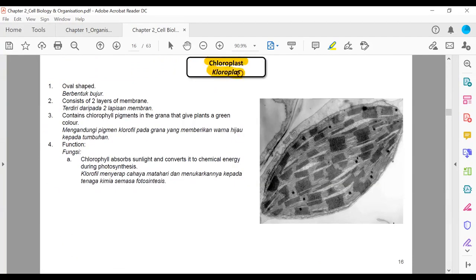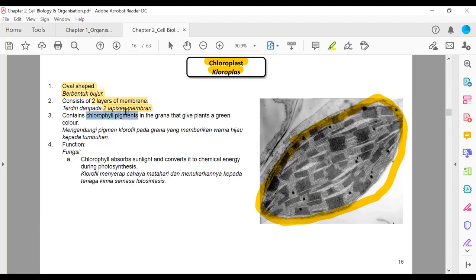Chloroplast, next organelle, oval shaped, berbentuk bujur. You can see here, this is the oval shape. Consists of 2 layers of membrane. Terdiri daripada 2 lapisan membrane. 2 layers seperti macam mitokondria. Remember mitokondria? 2 layers of membrane. So sama juga di sini.